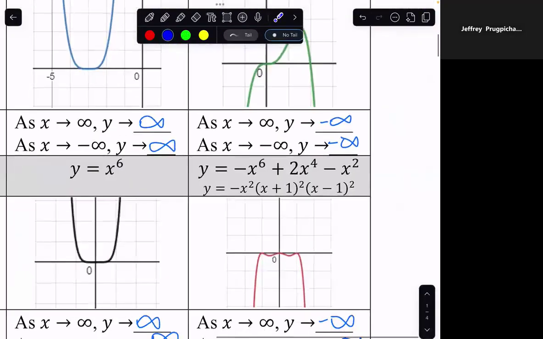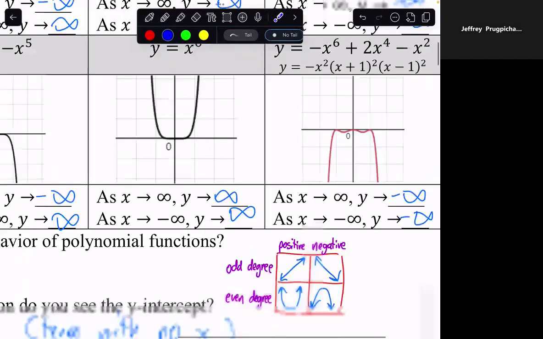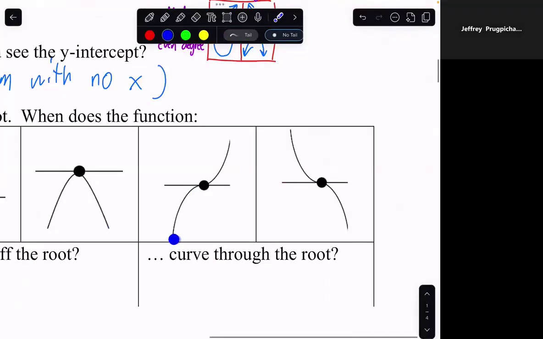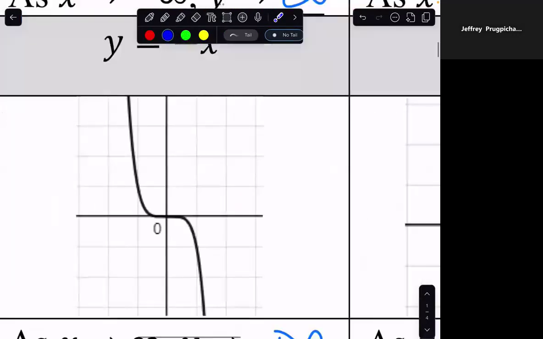Okay, so over here also, it bounces off. And then lastly, sometimes it curves through. So it doesn't go straight through. It's not a straight line, but it curves through the graph.